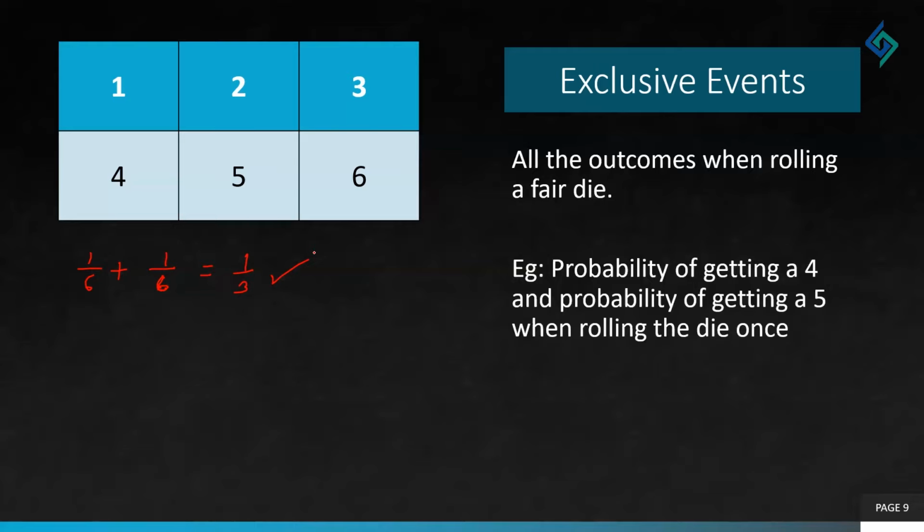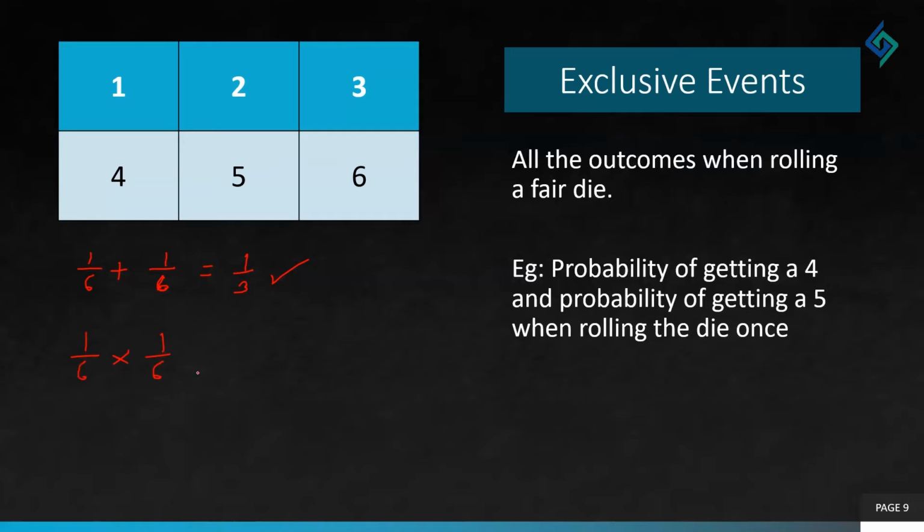But if the question asks that if I'm rolling the die twice, what is the probability that the first outcome is a 4 and the second outcome is a 5? Then the first outcome being a 4, the probability of that happening is 1 by 6. And the second event, giving you a 5, has the probability of 1 by 6.